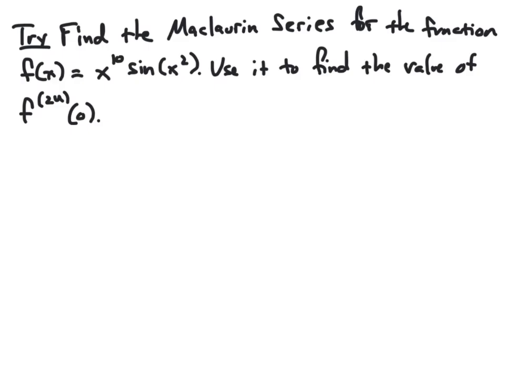If you'd like to try a similar example on your own, pause the video and find the Maclaurin series for the function f of x equals x to the 10th times sine of x squared. Then use this Maclaurin series to find the value of the 24th derivative of f evaluated at 0. You can resume the video and see the full solution in a few seconds.